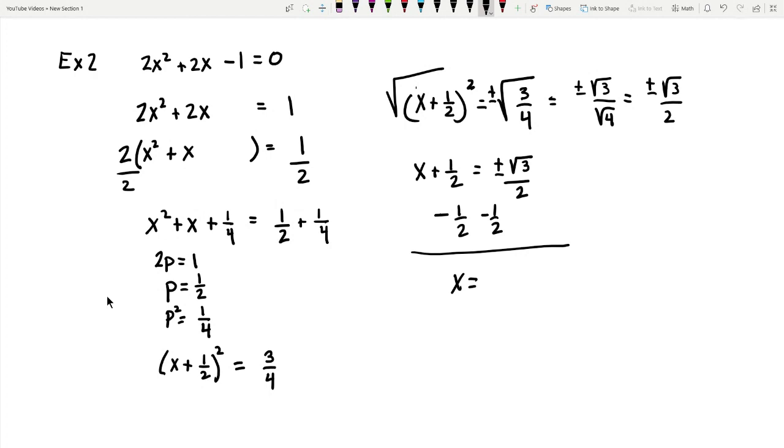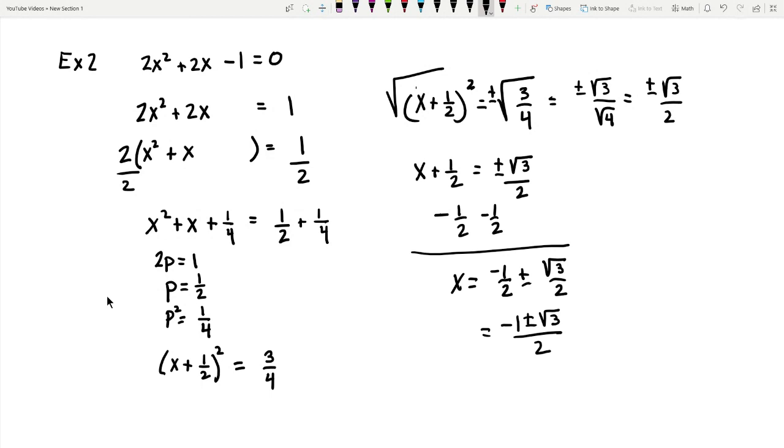And I get x equals minus 1/2 plus or minus the square root of 3 over 2. So you could leave it like that, or since you've got a common denominator, if you wanted to, you could write this as minus 1 plus or minus the square root of 3, all over 2. Either way, they both mean the same thing.